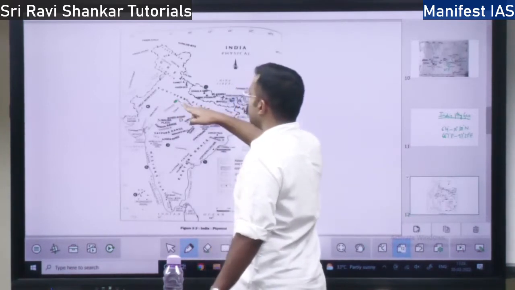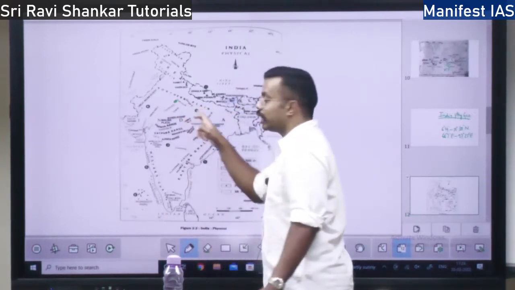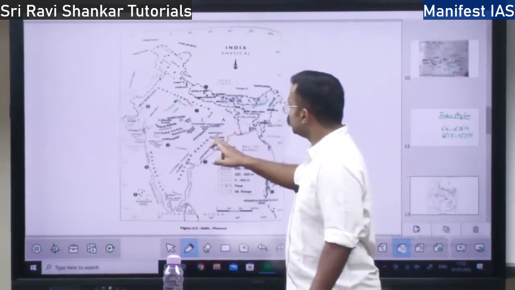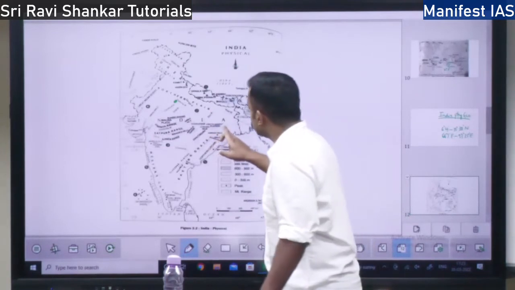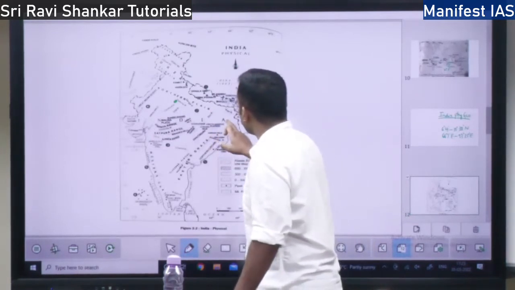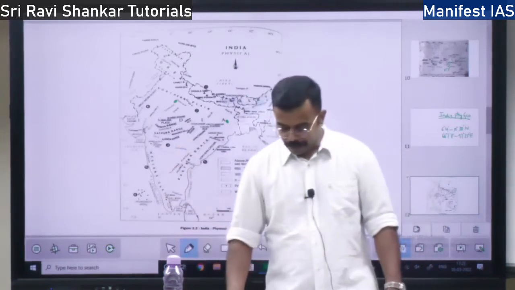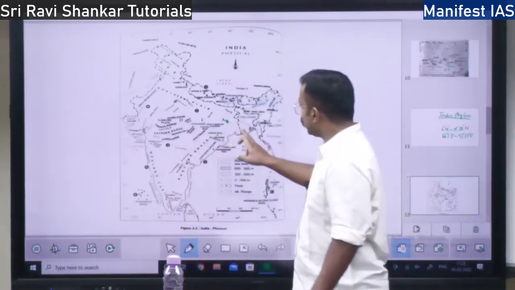It will come like this. Yamuna is here. So it will come here, this peninsular block. Then it comes up to Rajmahal Hills. So Rajmahal Hills, it is northeast of Chotra Nagpur Plateau. Rajmahal Hills is here, right? So it will come till there and from there it will culminate at Ganga Delta.